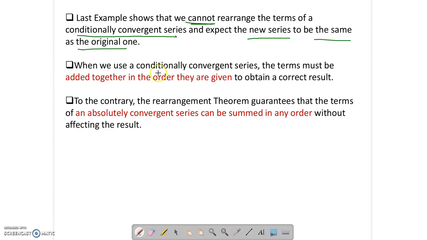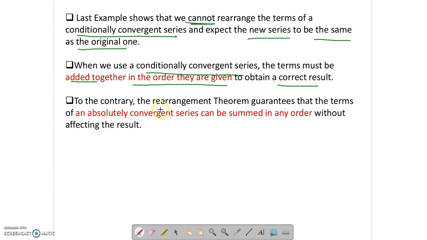So when we use a conditionally convergent series, the terms must be added in the order they are given. You are not allowed to change the order. You have to consider the same order in which they are given to obtain a correct result.